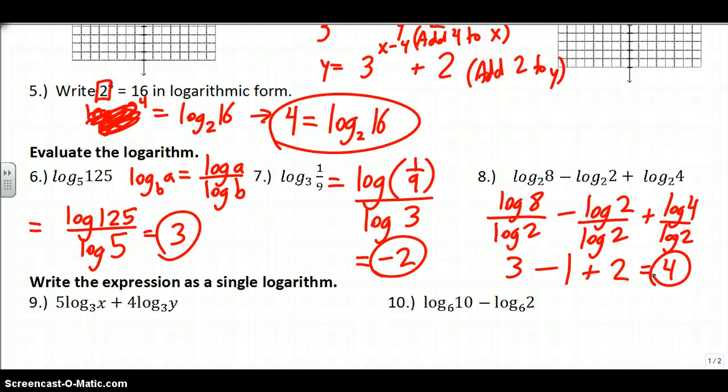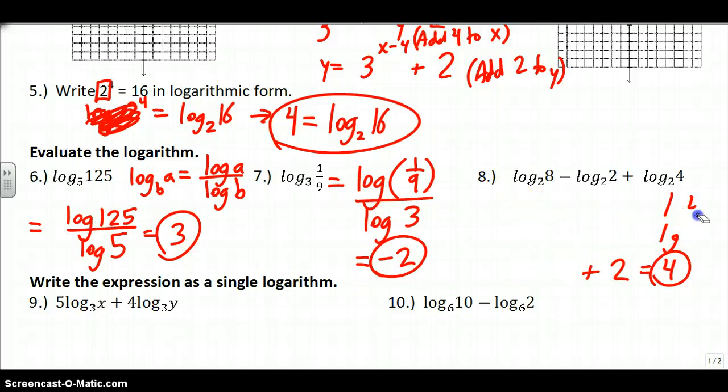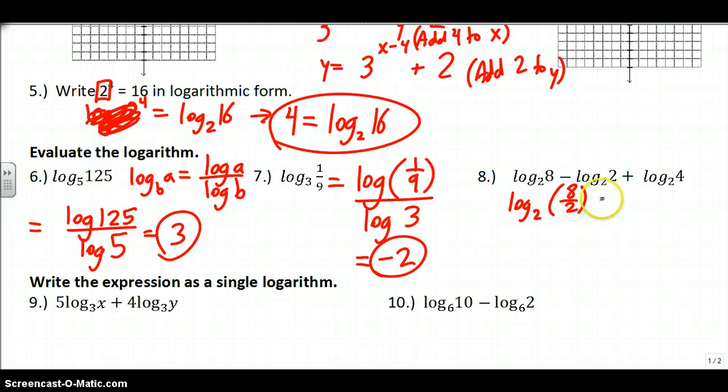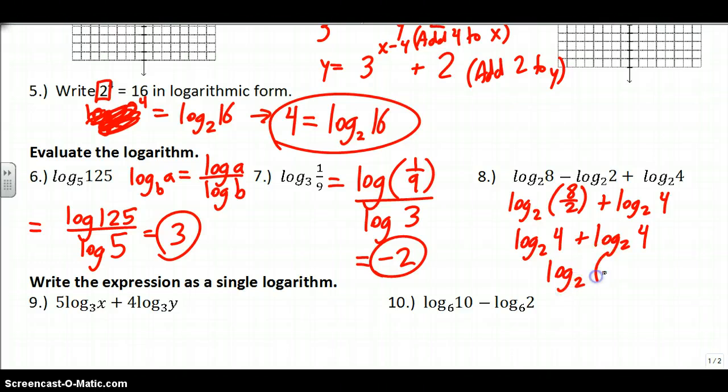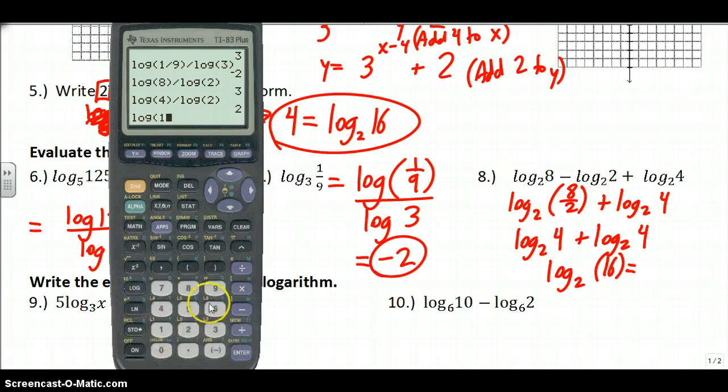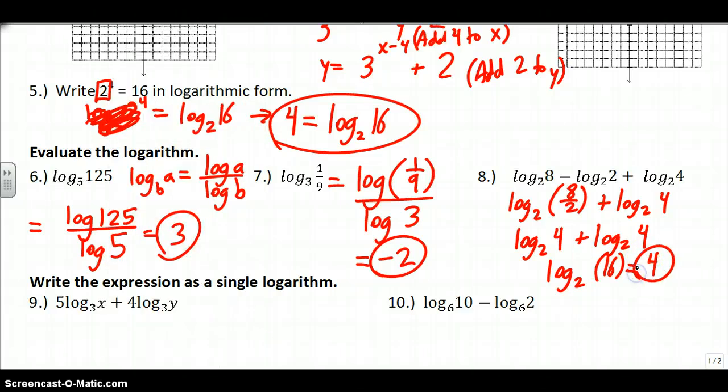By the way, an alternative approach to this one, you could certainly combine these into a single logarithm and then evaluate it. Since they all have the same base, subtraction becomes division. So this is actually 8 over 2. So 8 over 2 is actually 4. And then if you remember, addition is actually multiplication. So log base 2 of 4 times 4 is 16. And then I can do that little trick, log of 16 divided by log of 2. And you'll find we get the same answer we got before, 4. All right?